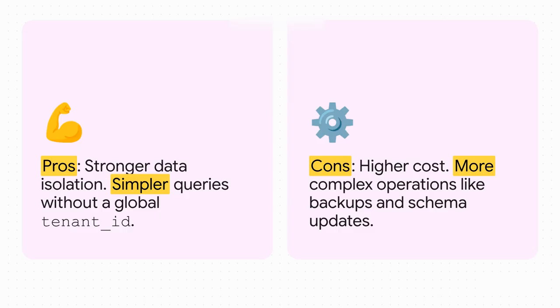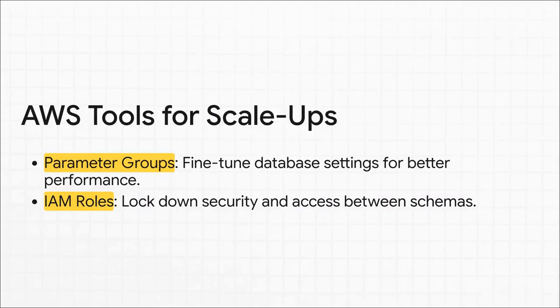But now it's more expensive, and operations like doing backups and restores, well, they just got a lot more complicated. And this is really where leveraging your AWS tools becomes absolutely critical. For instance, using finely tuned parameter groups can help you manage performance, while having really robust IAM rules can lock down security and access between the different schemas. It's all about taming that new operational complexity that you've just introduced.